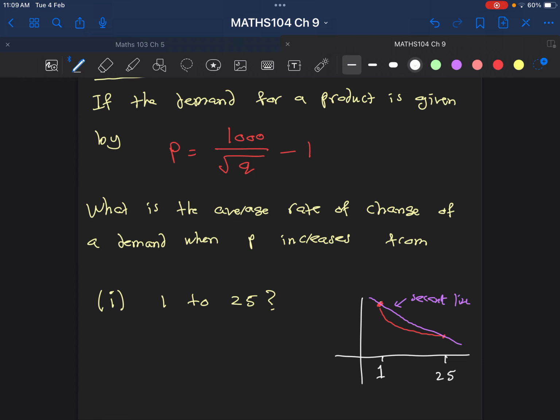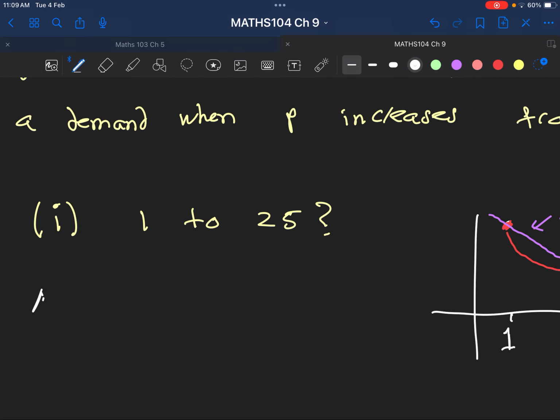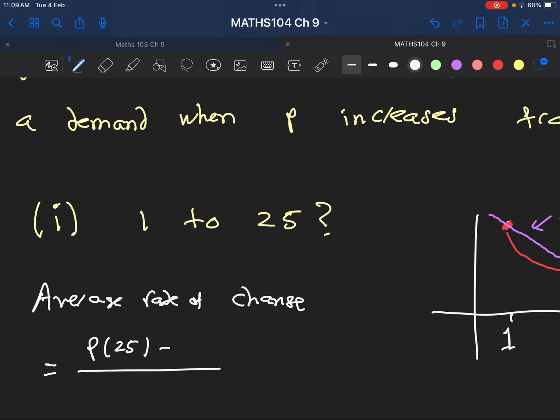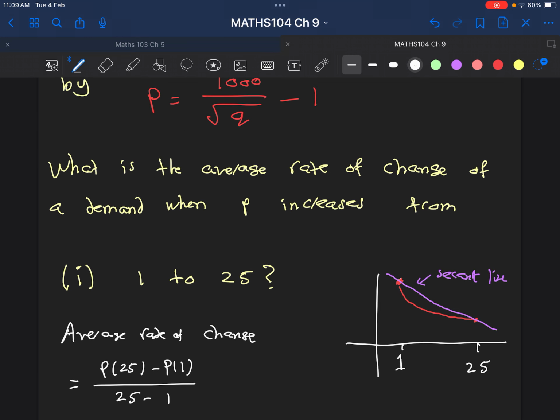And we have a formula to find the average rate of change. So here, average rate of change will be just P of 25 minus P of 1 divided by 25 minus 1, which is the slope, y2 minus y1 over x2 minus x1. Now, all we need to do is plug 25 into the formula, minus, we plug 1 into the formula. Of course, you can just do it in your calculator.